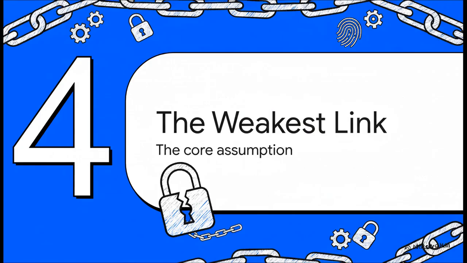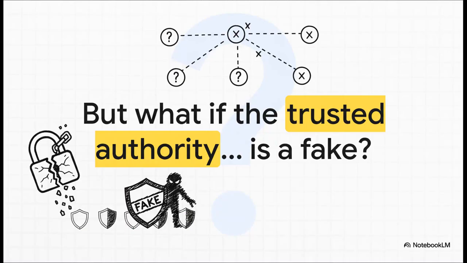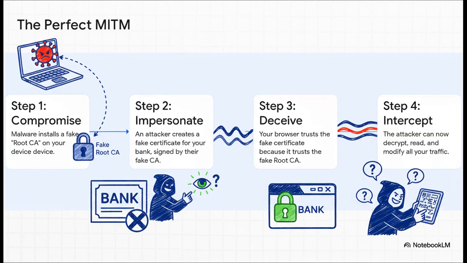So the system seems pretty much bulletproof, right? We've covered confidentiality, integrity, and authentication, but this entire fortress of security is built on one single, very important assumption, and that's its weakest link. What happens if the very foundation of trust gets corrupted? What if one of those root certificate authorities, the ones your computer trusts without question, is actually a fake, planted there by an attacker? Here's how that nightmare scenario plays out.